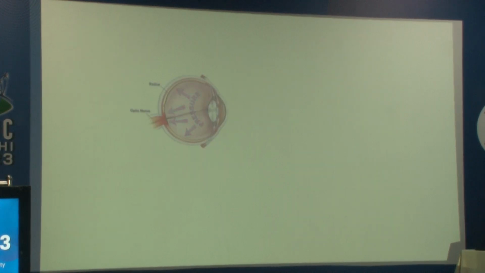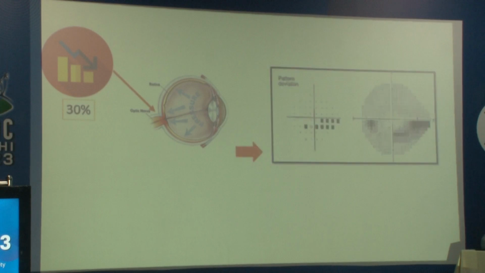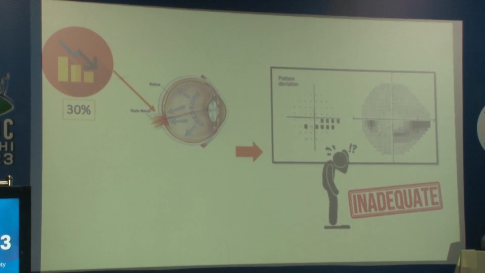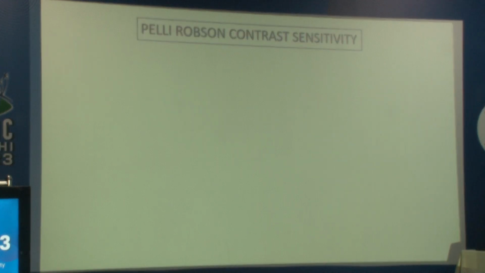Now, as we all know, around 30% of axons are lost before any defect appears on the visual field printout. This inadequacy of the visual field printout to detect early glaucomatous changes had led to attempt to measure by contrast sensitivity. We will be concentrating on Pelli-Robson and Sparks.